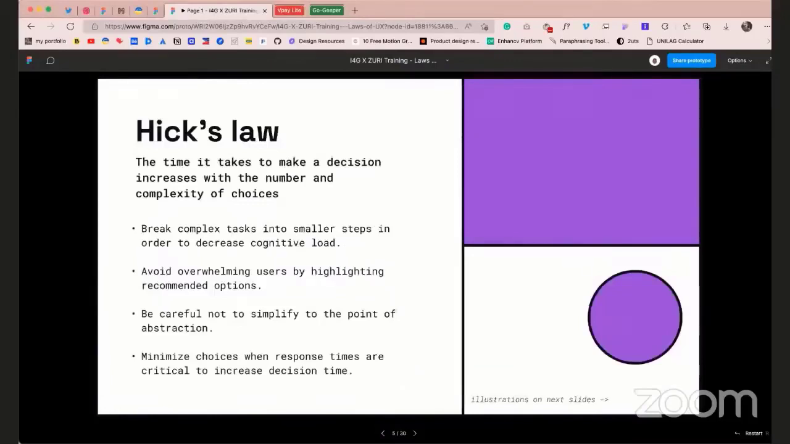Hicks' law states that the time it takes to make a decision increases with the number and complexity of choices. When you're designing, make sure you break down complex tasks into smaller steps in order to decrease cognitive load. Avoid overwhelming your users by highlighting recommended options. Be careful not to simplify to the point of abstraction. Minimize choices when response times are critical to decrease decision time.